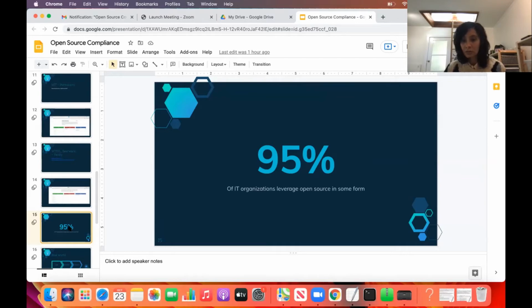So 95% of orgs are actually using open source in some form or another. I think Gartner did a survey of this, and this is the number that they arrived at, that this is how much is being used everywhere, right?